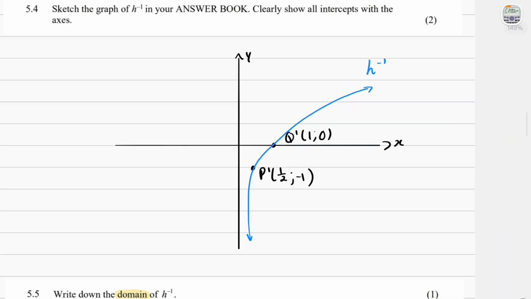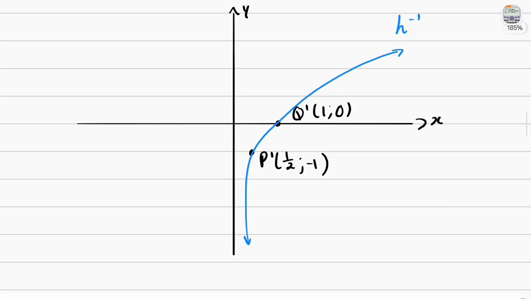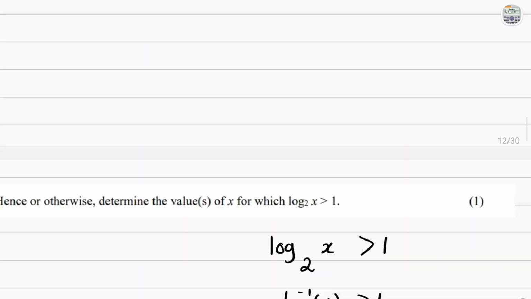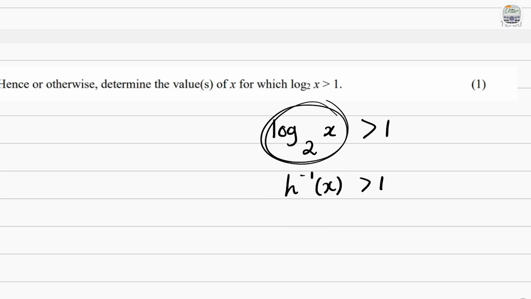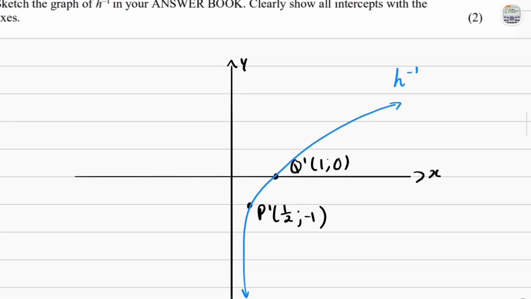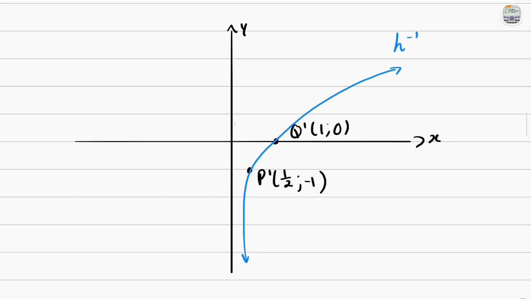So let's see. This is our inverse. Where's it greater than 1? Now, when they say greater than 1, this is referring to the y values, because this represents all the y values. So where is it equal to 1? Okay, it'll probably be somewhere up here. We knew what that was on the original one. Where it was equal to 1 was over there in the y-intercept.